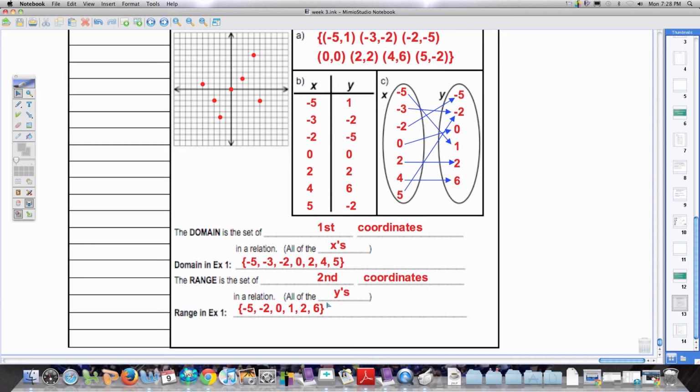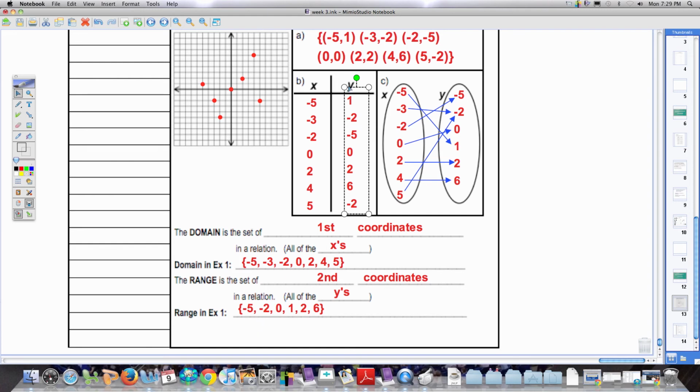Okay. Range is y. Range is the y coordinates. So it's a set of second coordinates. It's the y's. All right, so again, I'm looking at this example. The range is the y. So it would be all of those y coordinates. Notice right here that -2 is in here twice. Well, just like in the mapping, you don't have to put it down more than once.